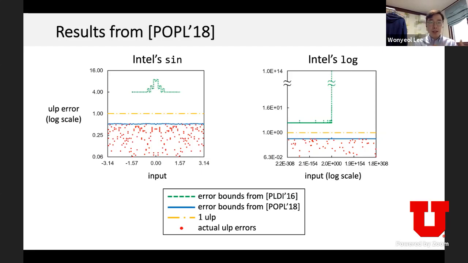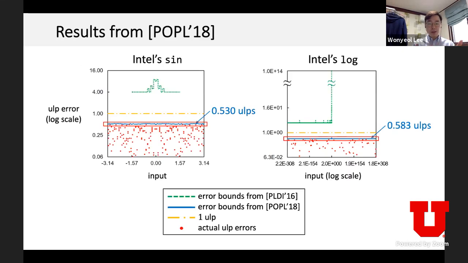Here, the y-axis represents the ulp error bound that we found, and the x-axis is the input values. Those two graphs are for Intel's sine and log implementations. The blue lines show our error bounds, and you can see that our bounds are well below the 1 ulp error bound that we wanted to prove. Not only that, the red dots represent the actual ulp errors, and you can see that our error bounds are quite tight. So these are the main results.